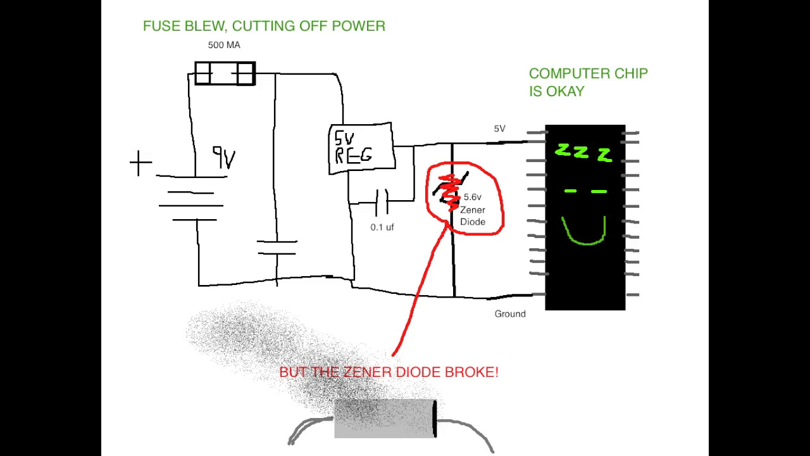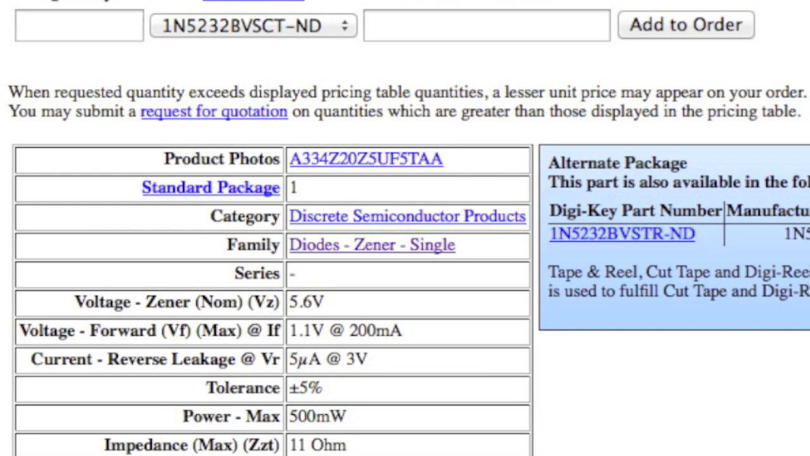Well, the fuse blew, but the Zener diode failed, and here's why. The Zener diode can only handle about 500 milliwatts of heat being dissipated across it. So let's do the math and figure out what kind of heat we were dissipating across the Zener diode.